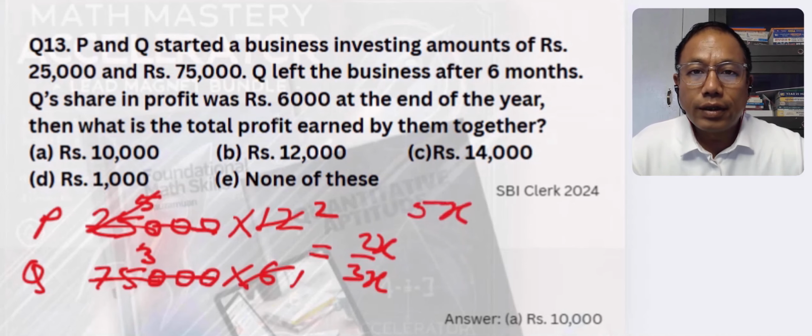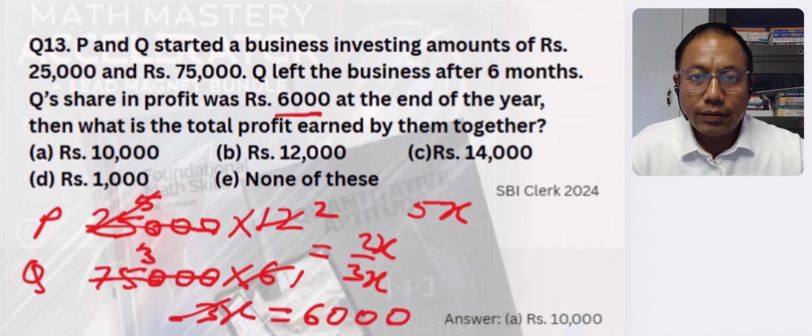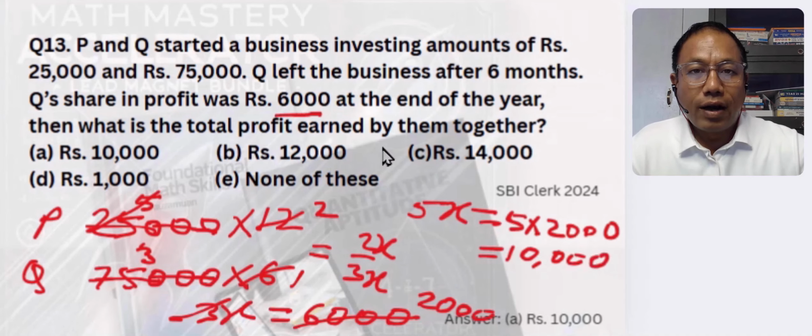Let's find x value. Q's share of profit is 6,000. Q share is 3x. 3x is equal to 6,000. Cancel it. 3, 2 are 6. We have 3 more zeros. x is 2,000. Put the value of x here. 5 into 2,000 is 10,000. The total profit earned by them together is 10,000. Option A is the right answer.